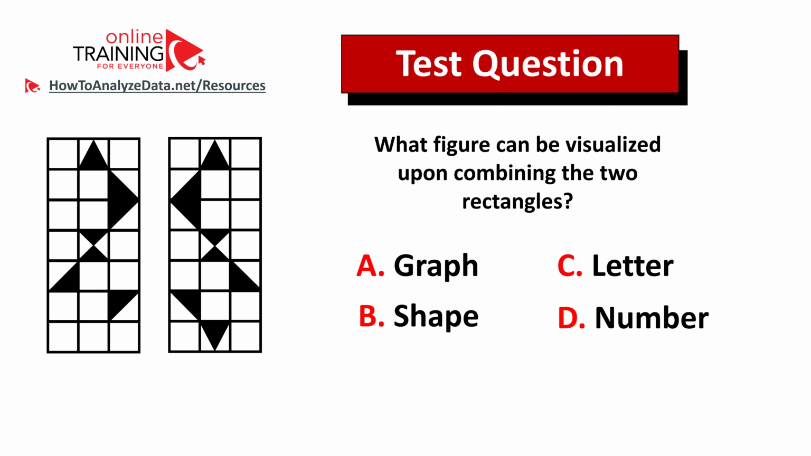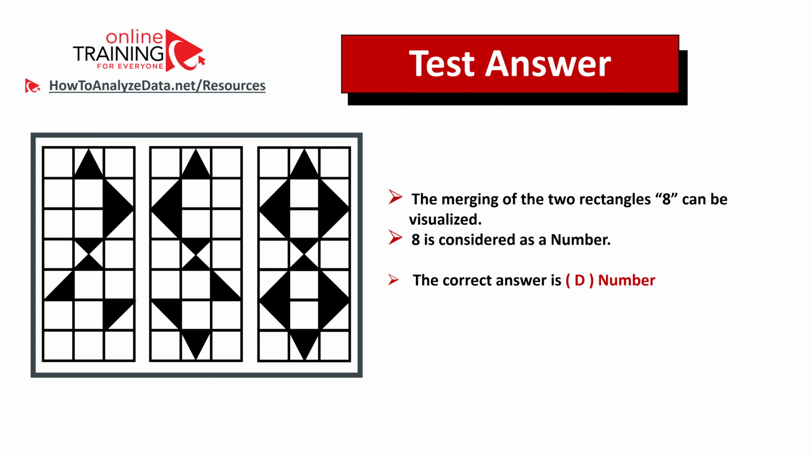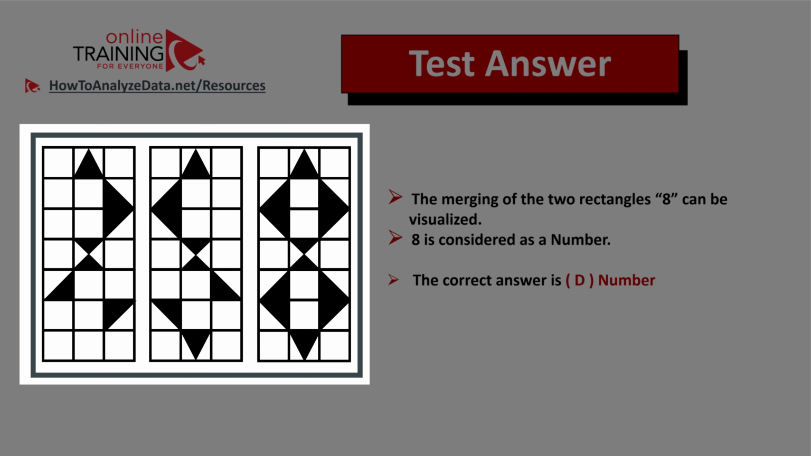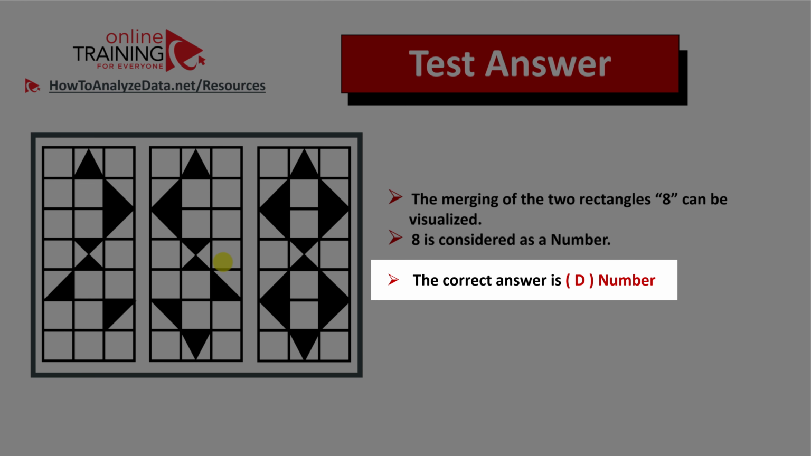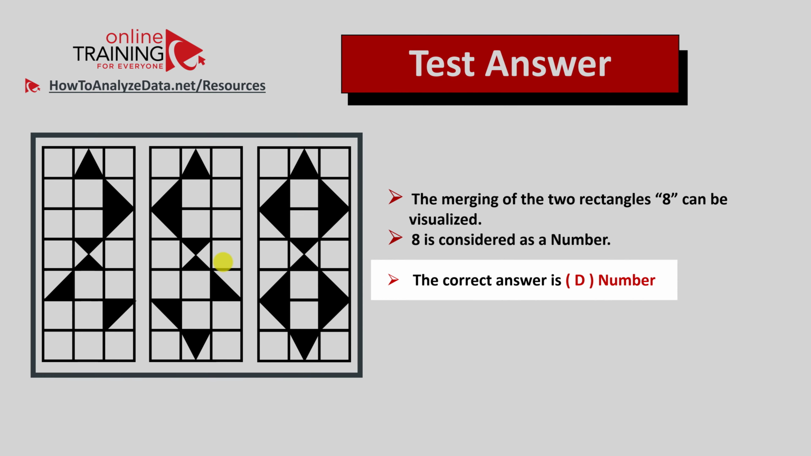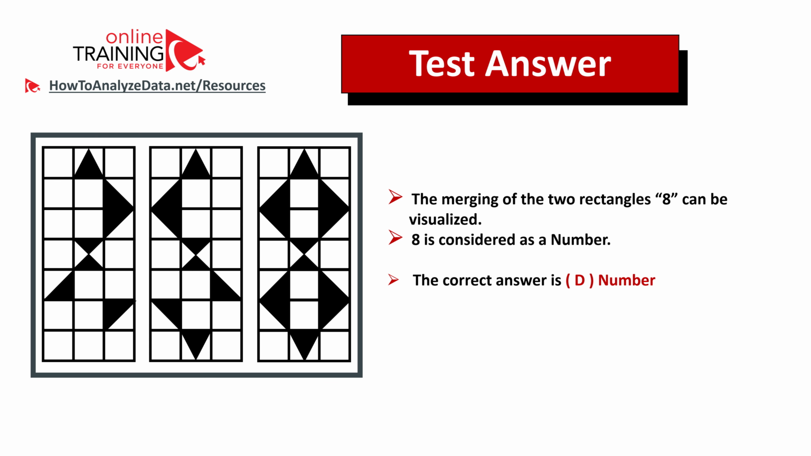Let's continue to see how we can get to the correct answer together. Let me explain to you how you can come up with the solution on your own. Upon merging of 2 rectangles, you can see that 8 can be visualized, and 8 is the number. So the correct answer is choice D, number. Hopefully you've nailed this question and now know how to answer similar problems on the test.